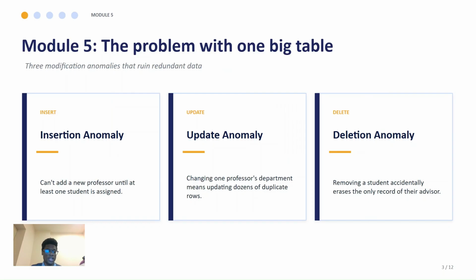An insertion anomaly: you can't add a new professor until at least one student is assigned. Your update anomaly, which means changing one professor's department means updating dozens of duplicate rows. And then your deletion anomaly: removing a student accidentally erases the only record of their advisor.